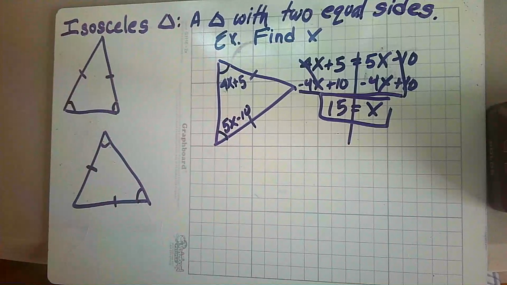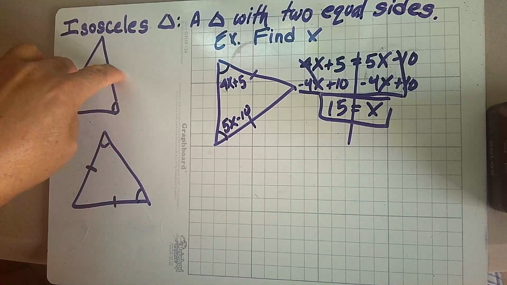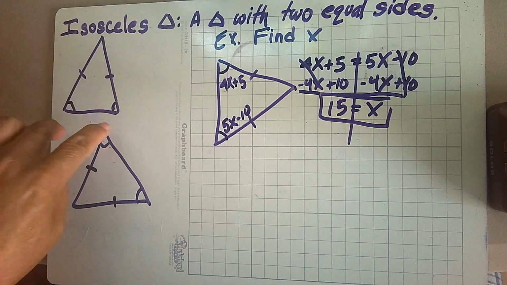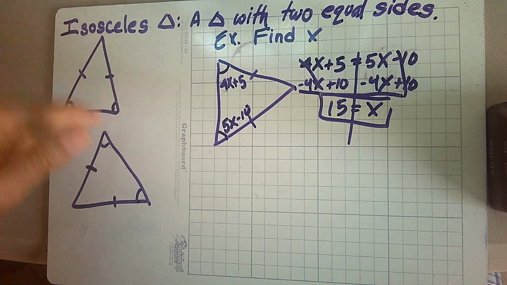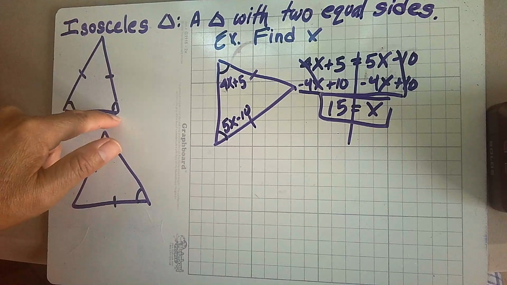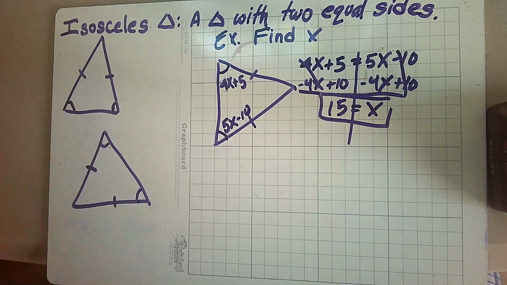Okay. So just remember, they gave you 2. You can find the other opposite ones. So in this case, they gave me the sides. I can find the angles that are opposite. This problem, they gave me the angles. I can find the sides that are equal.